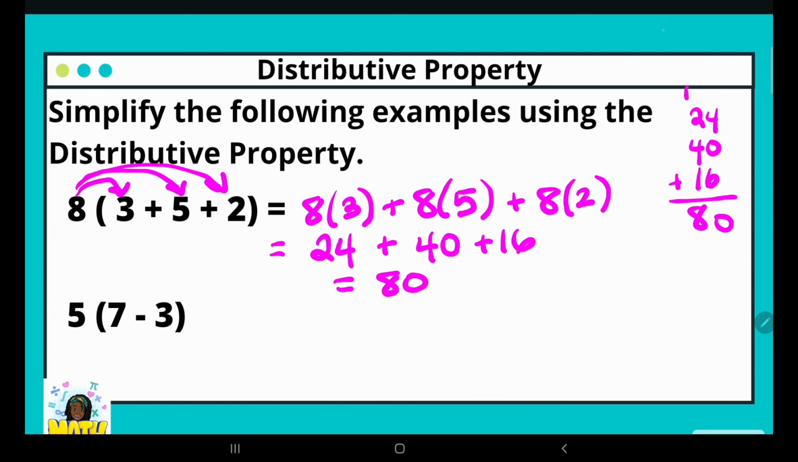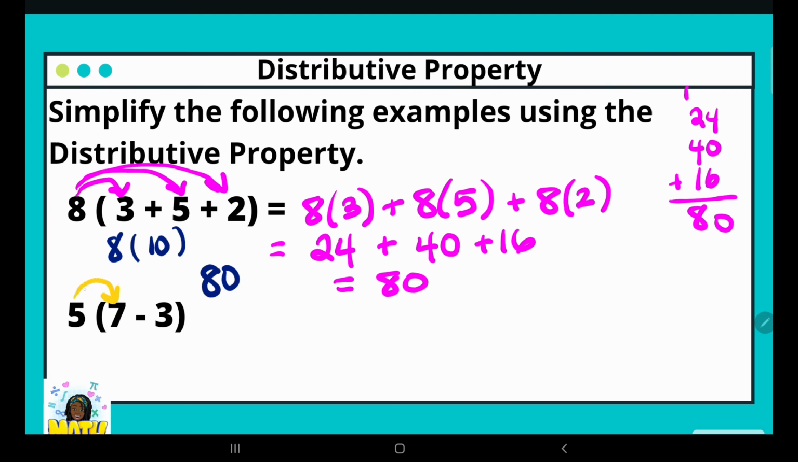Now let's see if it's the same as if I added everything in my parentheses and then multiplied. So 3 plus 5 is 8, plus 2 is 10. And that's being multiplied by 8. 8 times 10 is indeed 80. Okay, so we see that our answer is correct and the rule does make sense. Now let's go ahead and take a look at the next example. So here we see 5 parentheses 7 minus 3, and we're going to do the same thing.